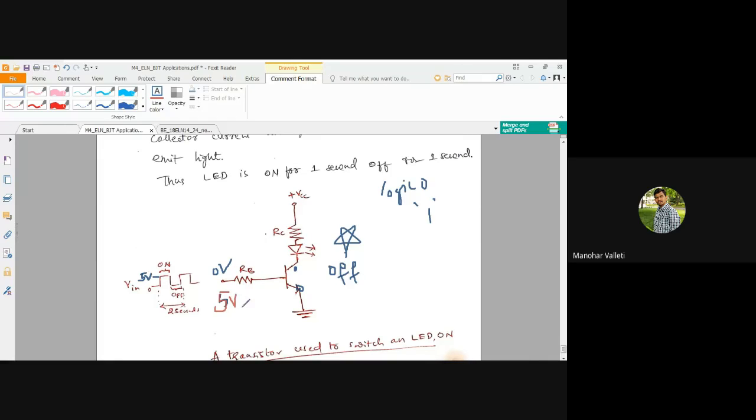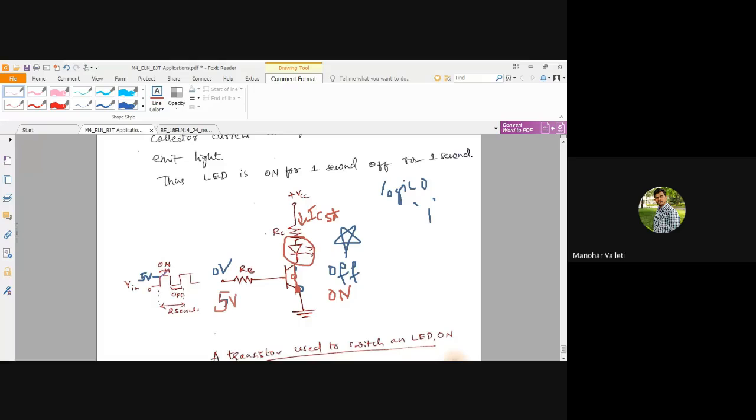Now if you apply 5 volts here, that makes the transistor go to saturation, and then the transistor will act as a closed circuit, and some IC saturation current will flow. That makes the LED forward biased. So now the LED will be on, meaning the LED will glow.